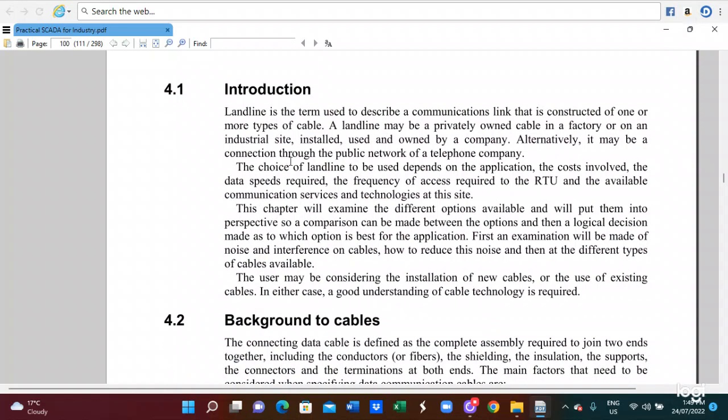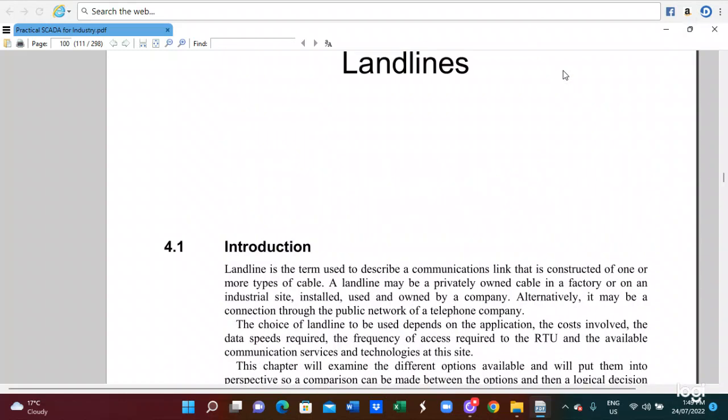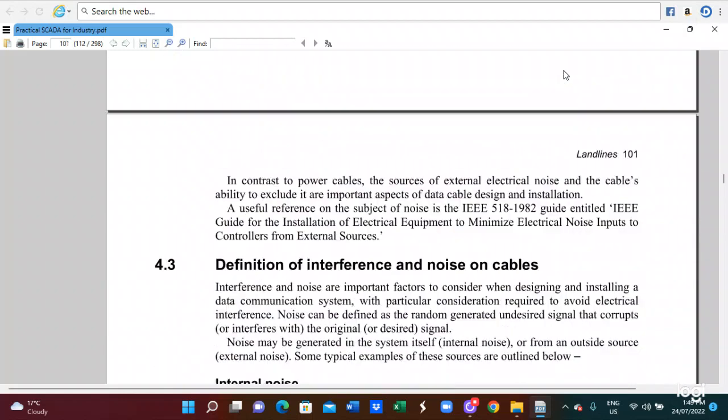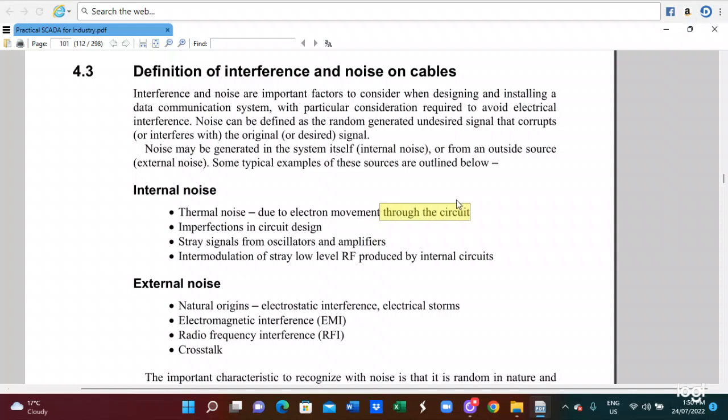So in this session, we can learn about the landline. SCADA Lesson 2: we are using the landline to connect the cable. When you are using the landline, you have to be aware of Ethernet noise.